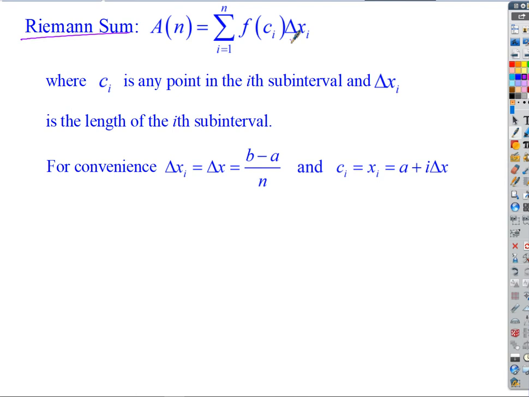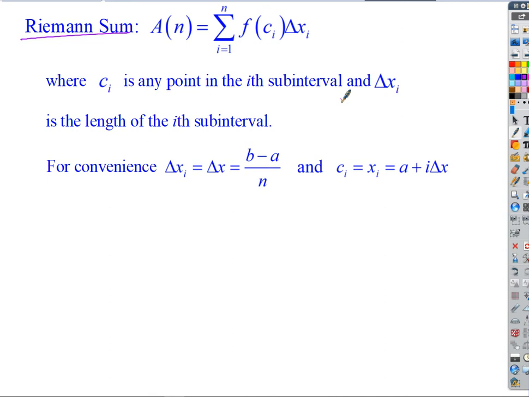Now, technically speaking, if you want to use the most general and technical form of a Riemann sum, instead of x sub i, we just use c sub i. And c sub i could be any point in the ith subinterval. And of course it doesn't matter, because as the length of the rectangles goes to 0, any point in the ith subinterval is the exact point that's going to correspond to the height of the function, right?